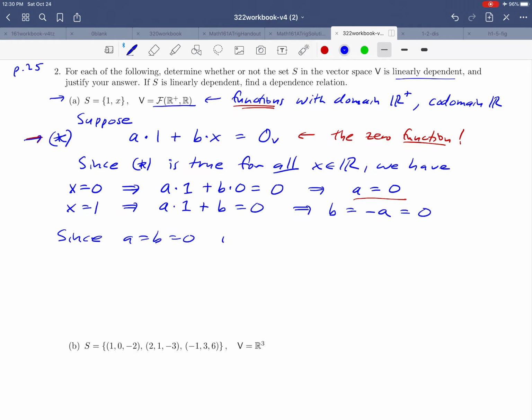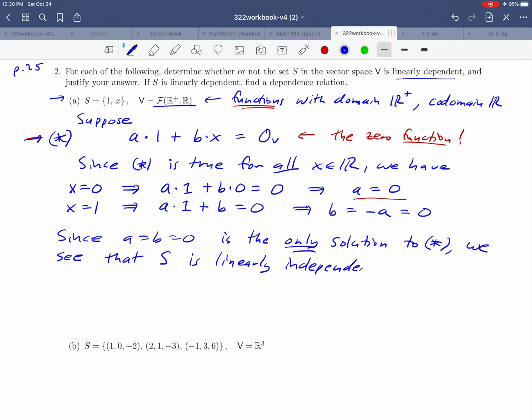So since a equals b equals 0 is the only solution, and that's the key word, only, we see that... can you complete that sentence for me? That's the definition of S being linearly independent. So we just demonstrated that this set of two functions has no dependencies. Those functions are independent of each other.